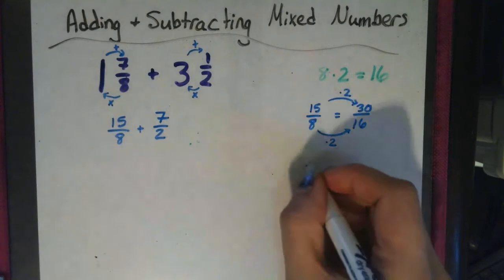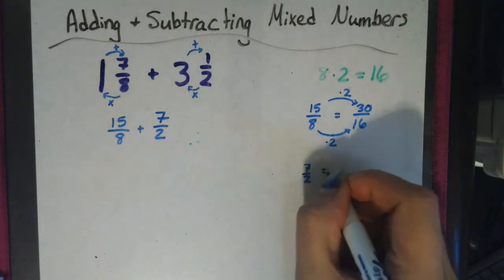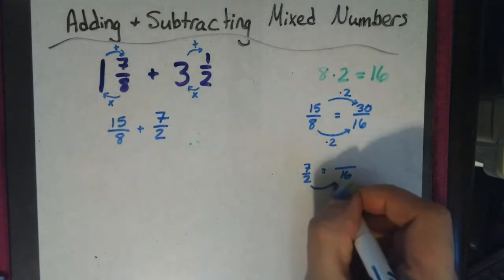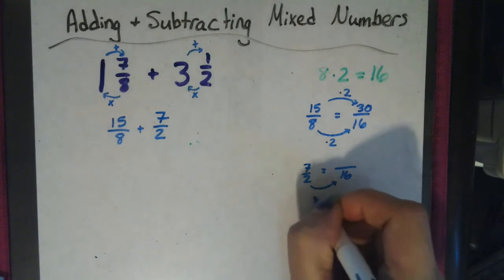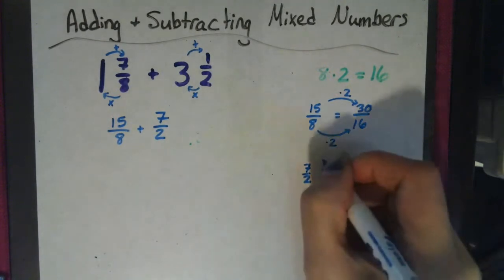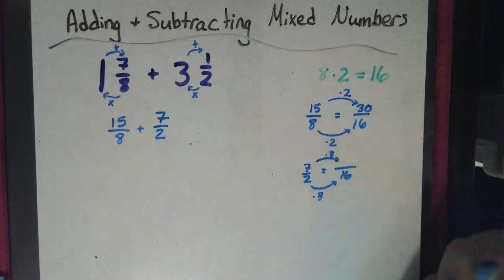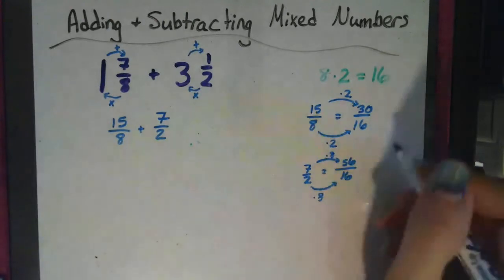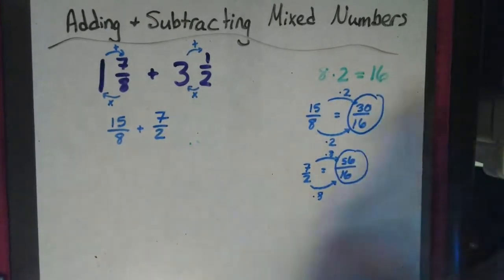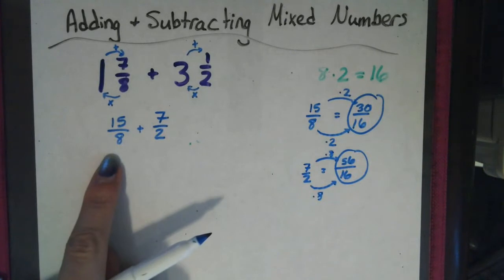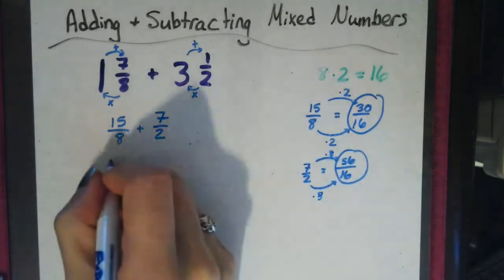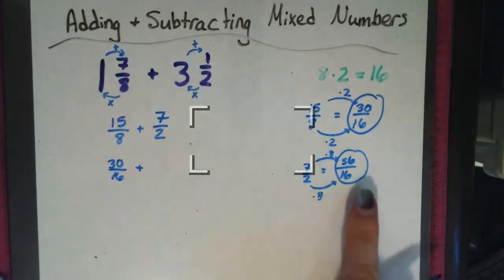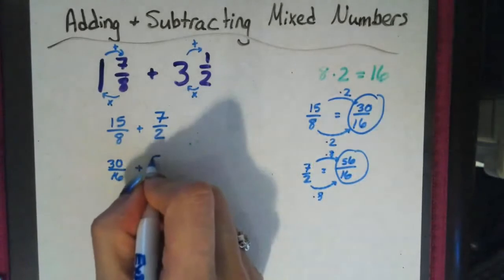We're going to do the same thing to 7/2. I want to write 7/2 as some fraction over 16. How do we get from 2 to 16? We multiply by 8. So I'm going to do that in the numerator as well. 7 times 8 is 56. So now I'm going to take my new fractions and put them in place of the old ones. 15/8 is equal to 30 over 16. And we're going to add that to 7/2, which is equal to 56 over 16.